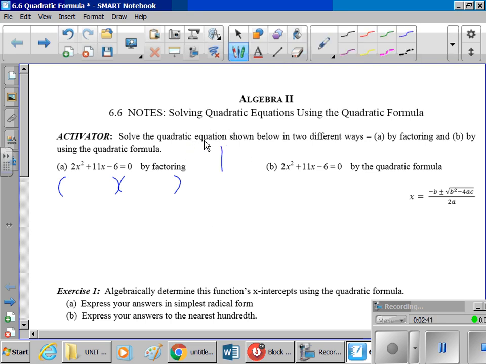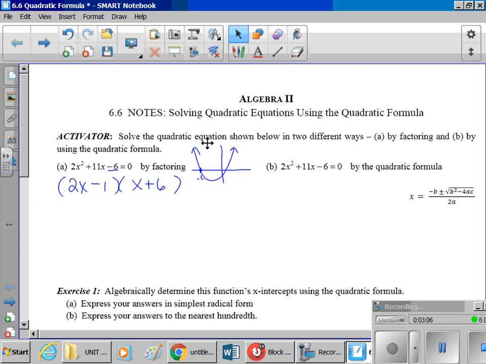So when you look at it on your calculator, it'll be over here at negative 6, which will be your 0. So if negative 6 is your 0, you would know that x plus 6 is one of your factors. So I know this one would have to be 2x, and if I have a negative 6 here, this has to be a minus 1. So you can factor it a little bit by cheating. Sometimes you get lucky.